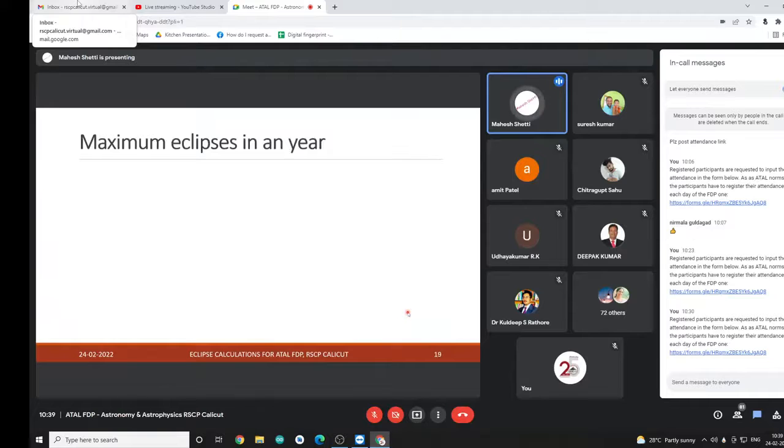Now let us look at maximum eclipses in a year, and there is an interesting series of maximum eclipses. The node regresses about 19 degrees per year. Regresses means it moves in a retrograde fashion. Okay, so this is 19 degrees per year. Okay, so actually it is 1.56 degrees per lunar month. Let me just make that correction. Sorry for that.